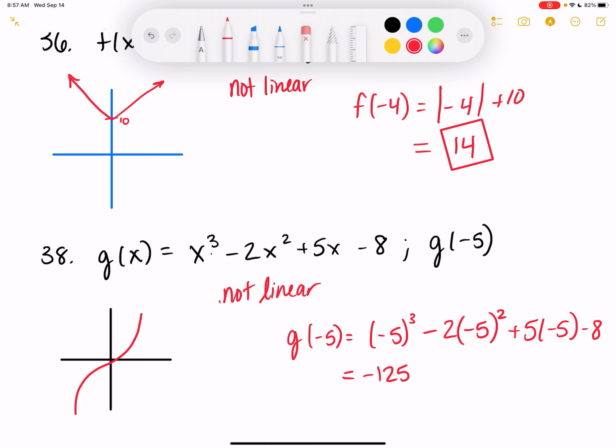-2 times -5 squared would be what? -50. The -5 squared becomes positive, giving you 25 times -2, so it's -50. And then 5 times -5 is -25, and then minus 8. So what does that give you as a final? -208. Yep, -208.